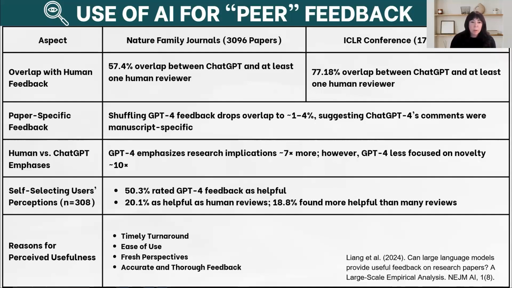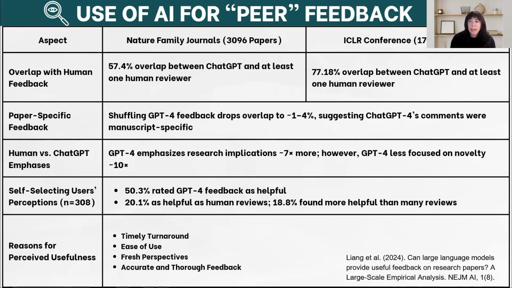Additionally, 20.1% said the feedback was as useful as human reviews, while 18.8% said it was in fact more helpful than many human reviews. Now, just to expound upon that a little, they were asked to say what they thought were some of the reasons for the utility of this Gen AI feedback, and they pointed to things like the timeliness of the feedback, ease of use, the opportunity for fresh perspectives, and the possibility to receive accurate and thorough feedback.